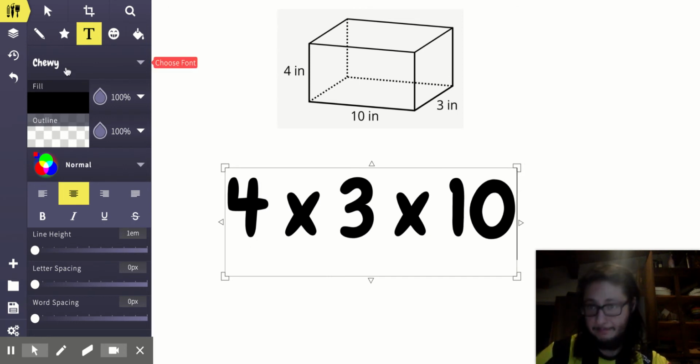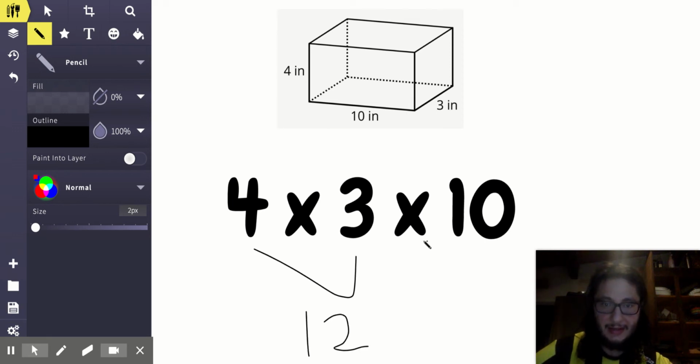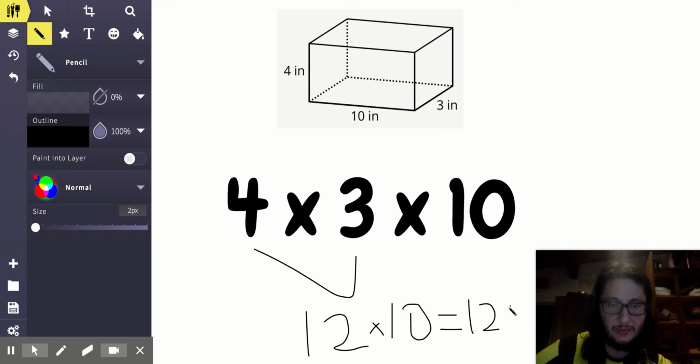All right. And in my head, I can do 4 times 3. I know that one is 12. And in my head, I can also do 12 times 10 because anything times 10 means you just add a 0 to the end of the number. So 12 times 10, it'd just be 12 with a 0. So it'd be 120. Now, my answer is not 120 inches. It's not 120 nothings. It's 120 cubic inches. That's an important part of this.